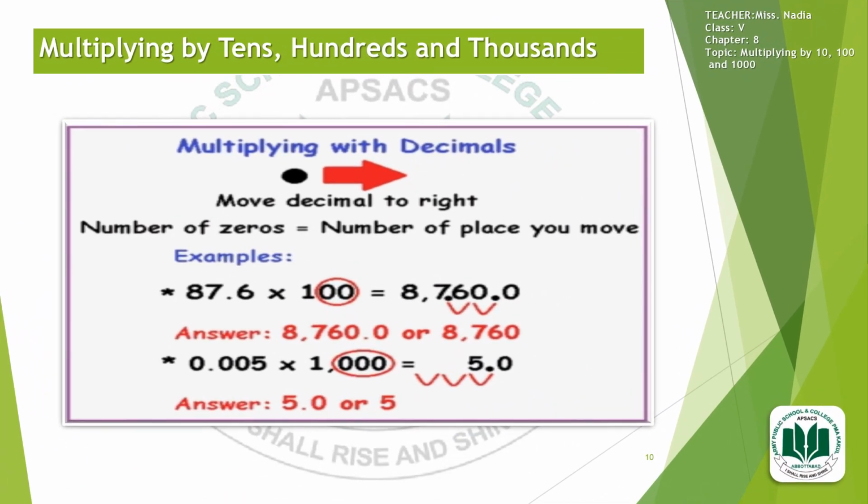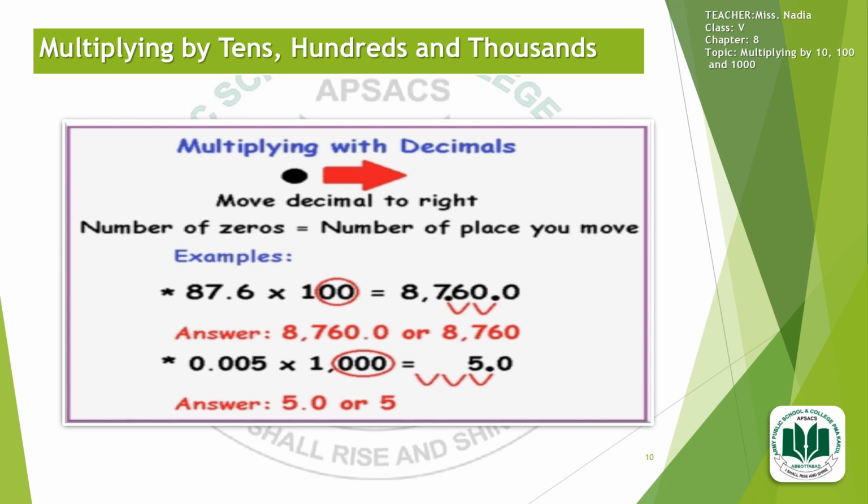Dear students, keep in your mind, in multiplication, we move the decimal point to the right. That is, number of zeros is equal to number of places you move. If there is 1 zero, move decimal point one place to the right. For 2 zeros, move decimal point two places to the right. And for 3 zeros, move decimal point three places to the right.